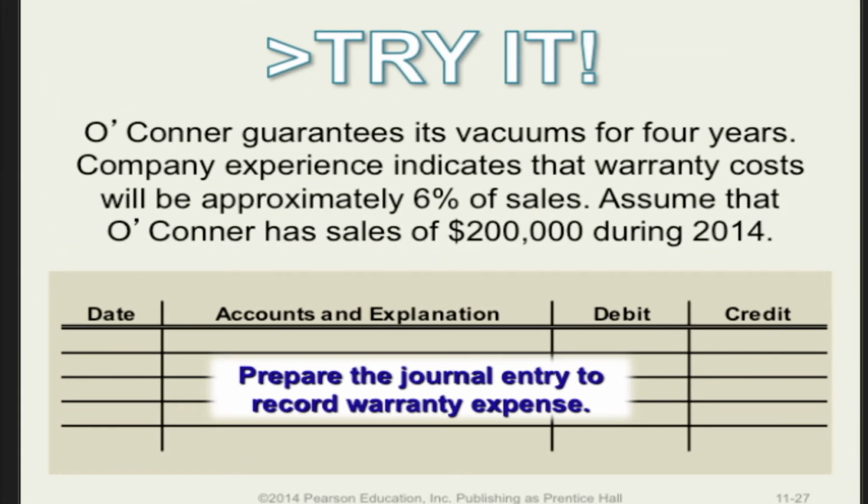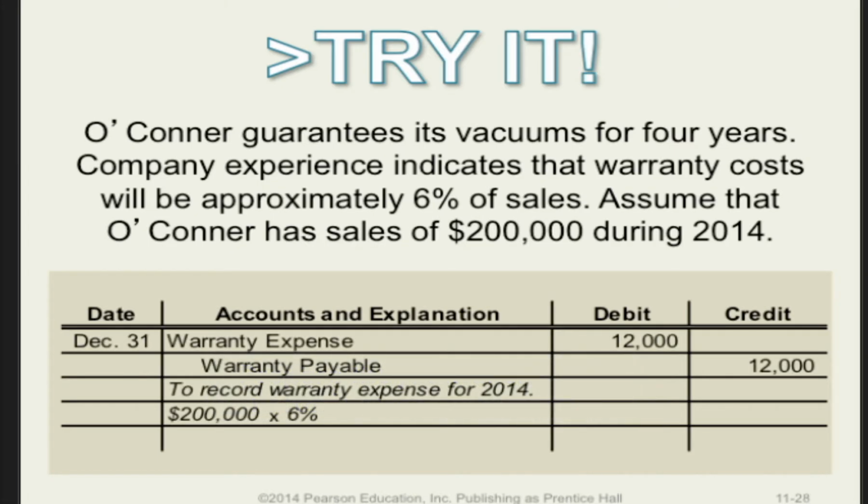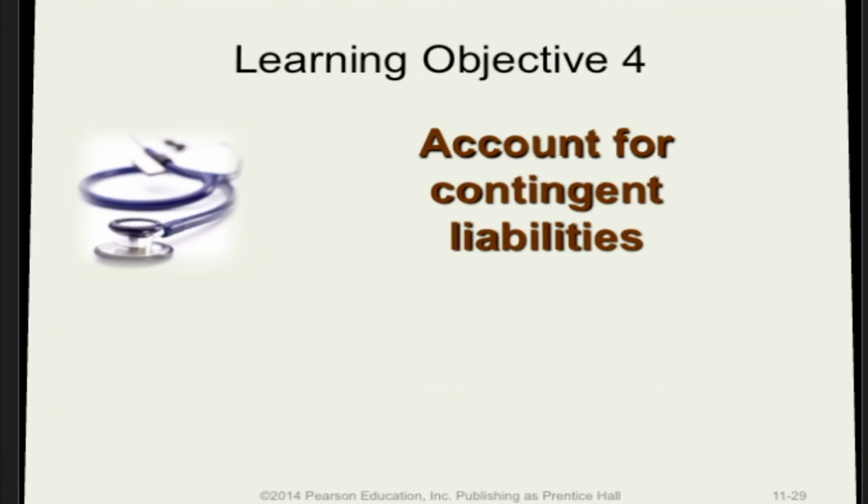In this triad exercise, O'Connor guarantees its vacuums for 4 years. O'Connor's experience indicates that warranty costs will be approximately 6% of sales. Assuming that O'Connor has sales of $200,000 during 2014, prepare the journal entry to record the warranty expense in the current period. Well, this is what that would look like. The entry requires a debit to warranty expense for $12,000, which is the $200,000 times 6%, and a credit to warranties payable of $12,000.